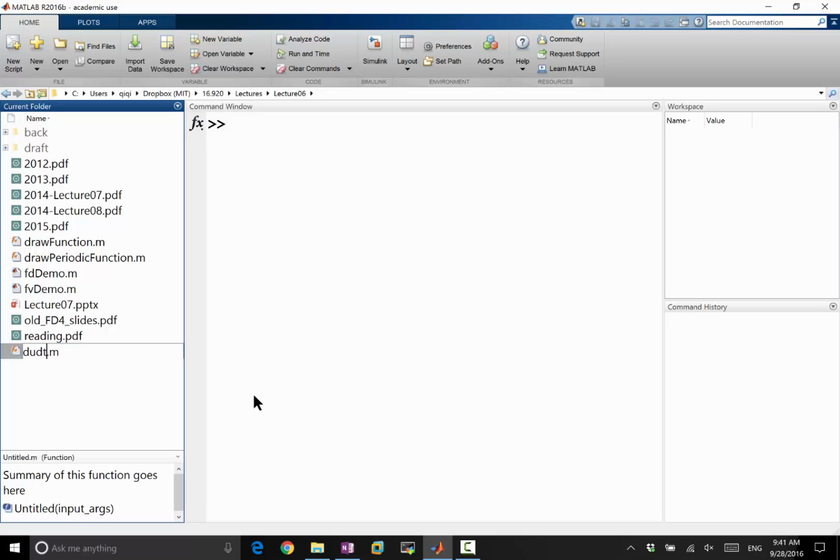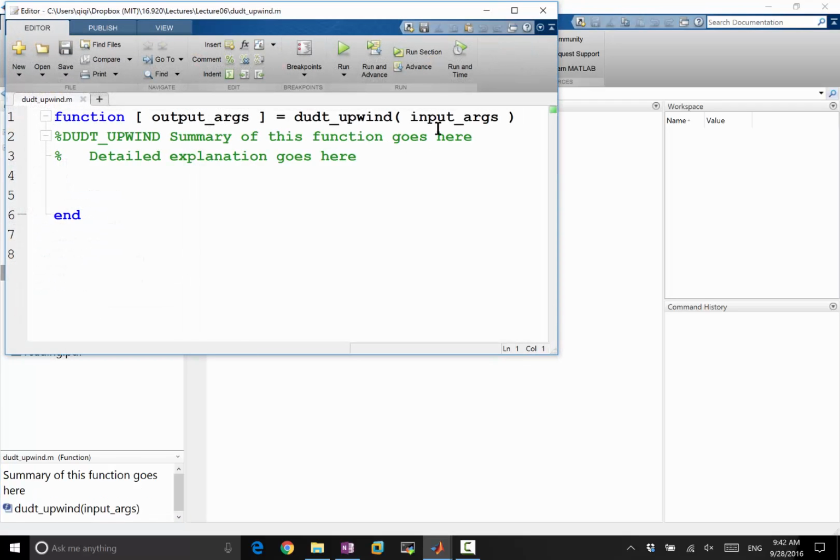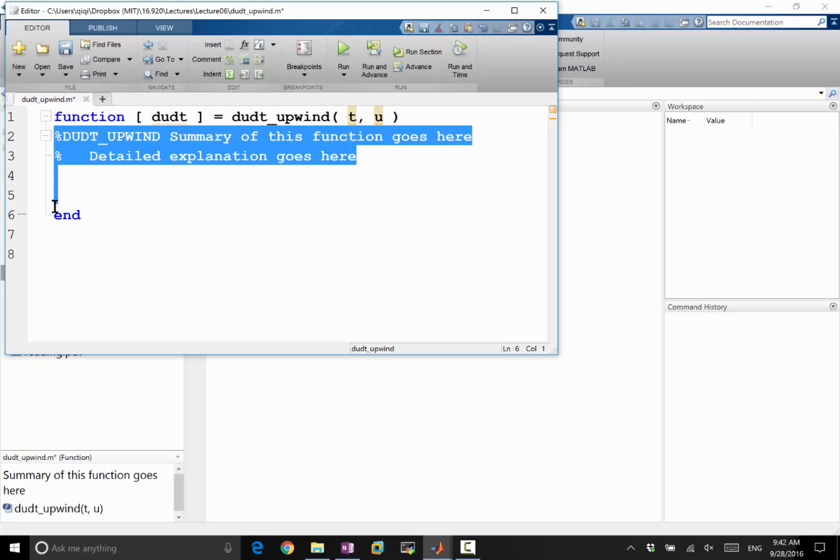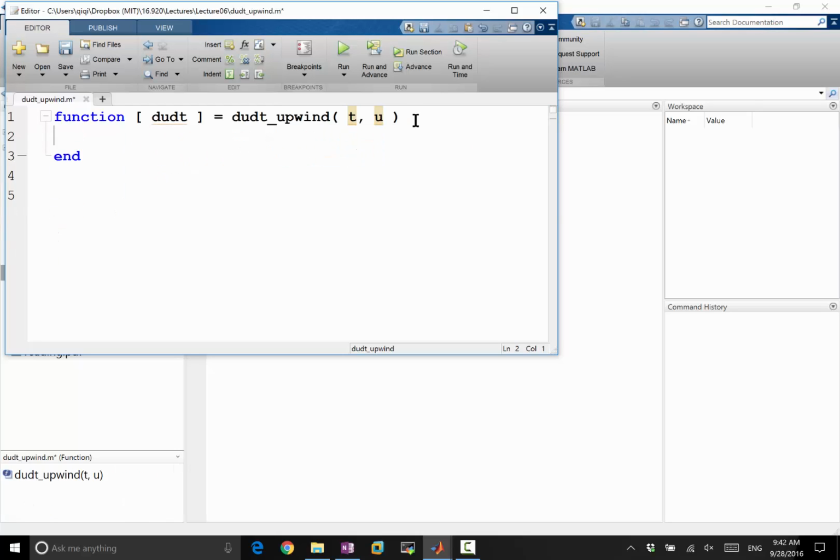So let's say du/dt upwind, with inputs t and u. Let's still use ode45 to integrate this equation, so the time derivative doesn't really matter. ode45 has a lot more accurate time integration than the spatial discretization we are using, right? So let's use ode45 to remove a lot of the time discretization error and focus on spatial discretization.